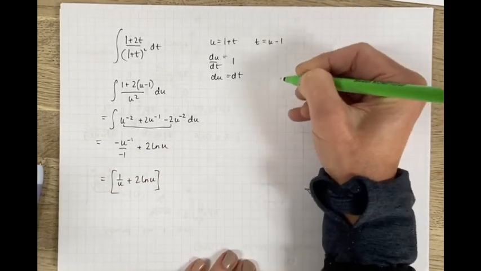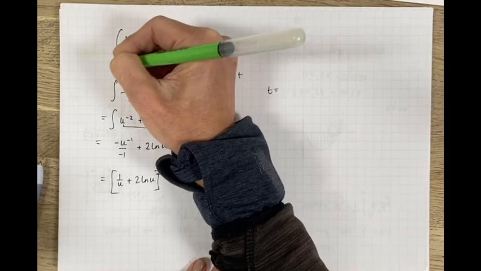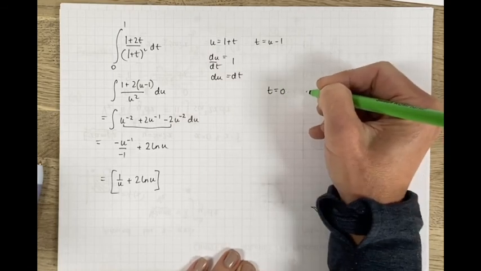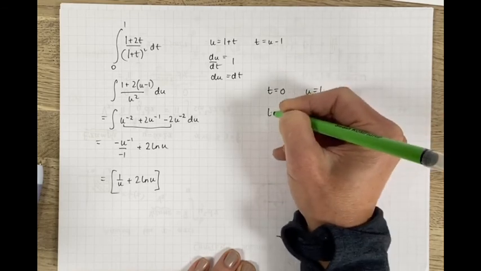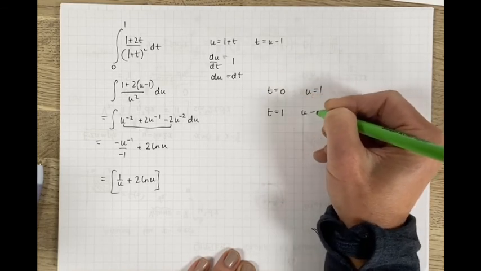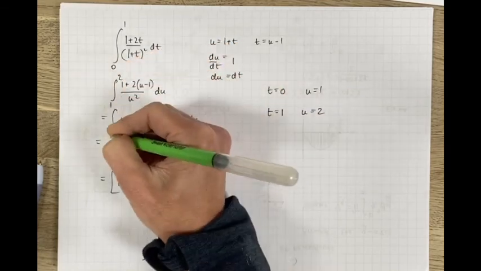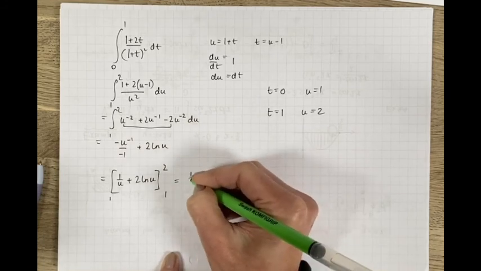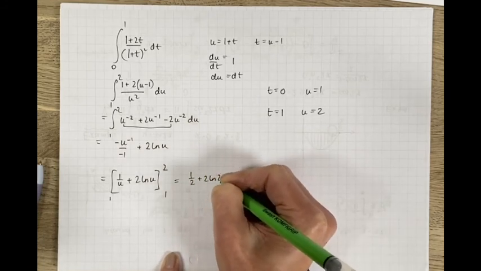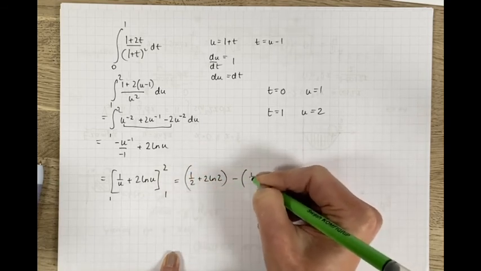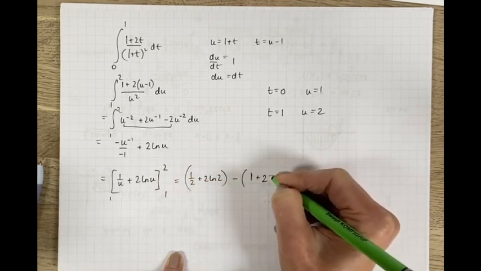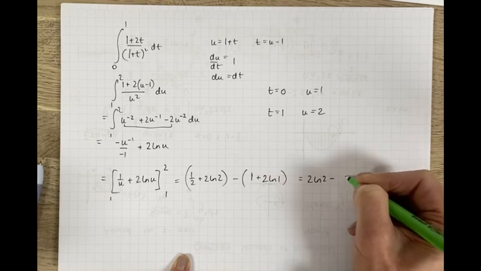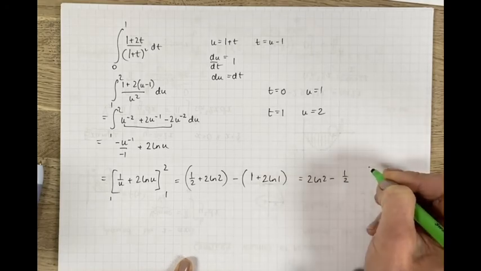Change the limits. My t was equal to 0 here. So if t is equal to 0, u is equal to 1. When t is equal to 1, u is equal to 2. So it's 1 over u plus 2 ln u, with limits 1 to 2. So the answer is 1/2 plus 2 ln 2 minus 1 plus 2 ln 1, which is 0. So it's going to be 2 ln 2 minus 1/2.